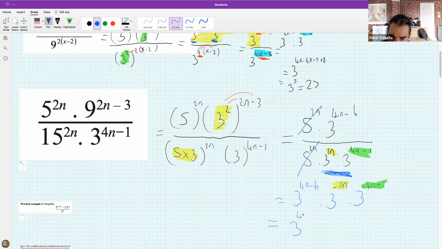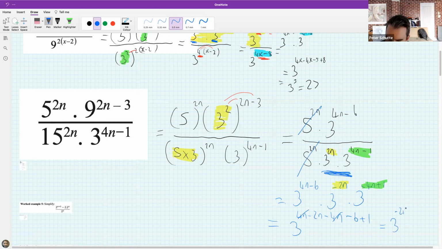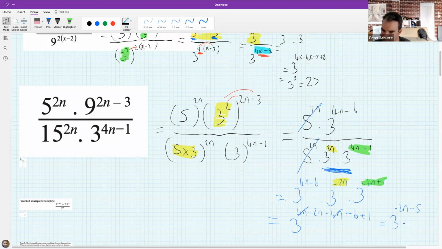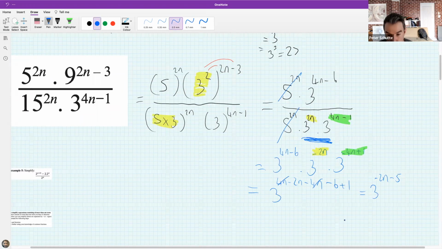So I think I can just go 4n minus 2n minus 4n, and then minus 6 plus 1. I just put the n's together first. So that gets rid of that. So I should get 3 to the minus 2n minus 5. Oh, I got it right. Thank you. Okay, no, but now there's one more step. So the one more step is to make these exponents positive. I bring them below the line and I get like that.